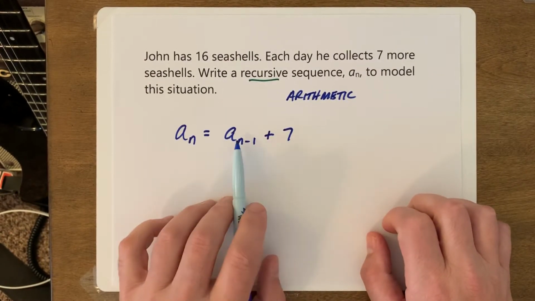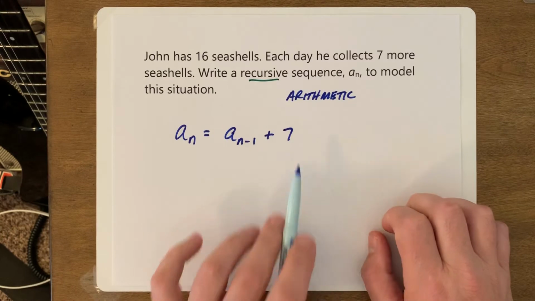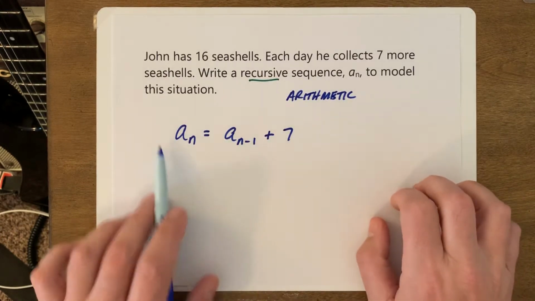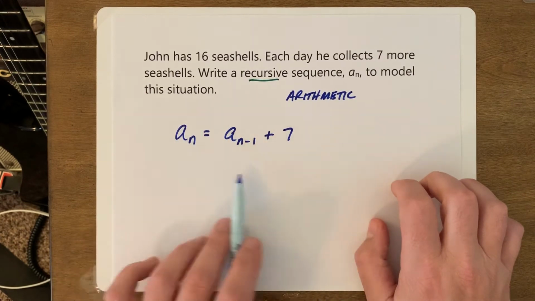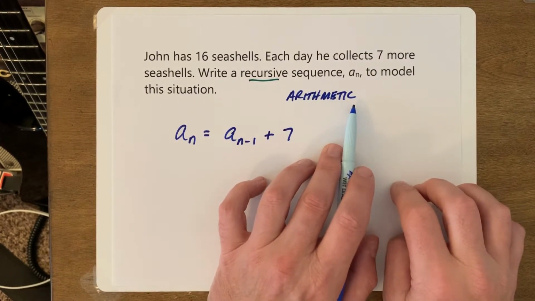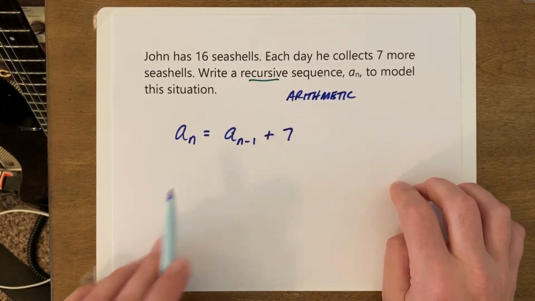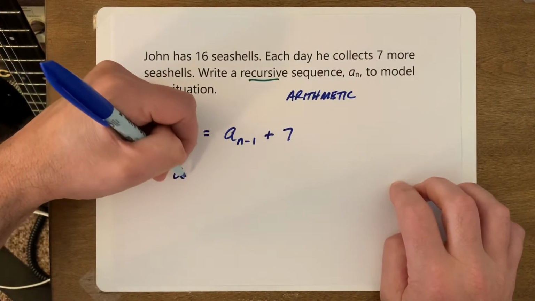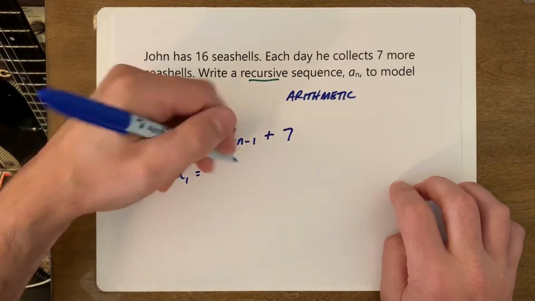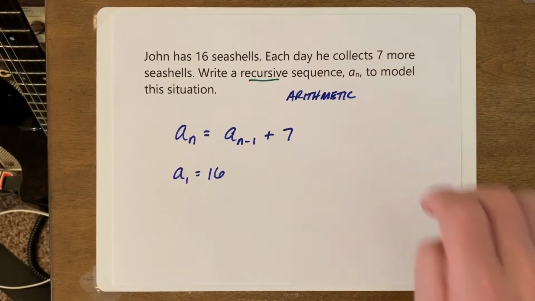Now, what was the first term? The thing about recursive sequences, and these are used a lot in computer science, is you have to have 2 pieces of information for these. You only needed 1 explicit expression for arithmetic. This one you need 2 of them, and we also need to know what the first term is. A sub 1 is equal to, and the first term here is the 16 seashells that he begins with.